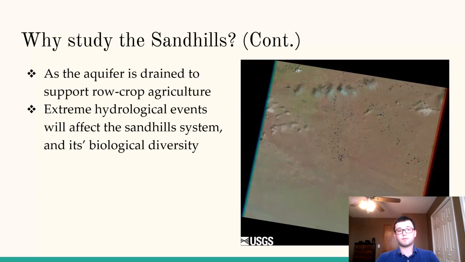So as the aquifer is drained to support row crop agriculture, we need to pay attention to how the aquifer is recharged and precipitation patterns that will affect the long-term withdrawal from the aquifer. Extreme hydrological events, such as drought and floods, which we've seen in the recent years, will affect the biological diversity of this system.